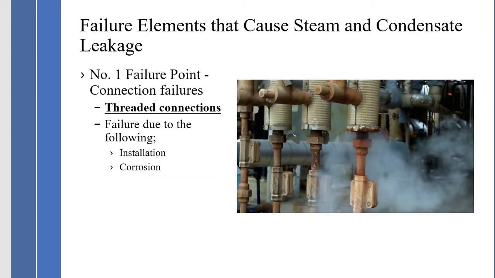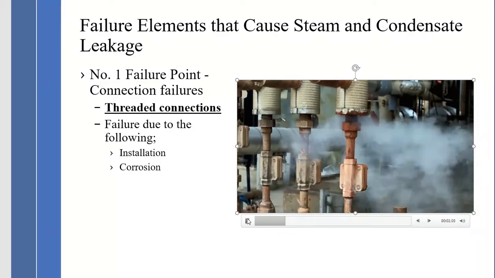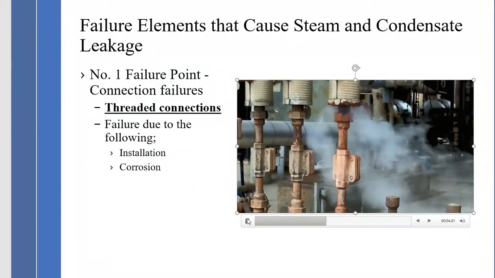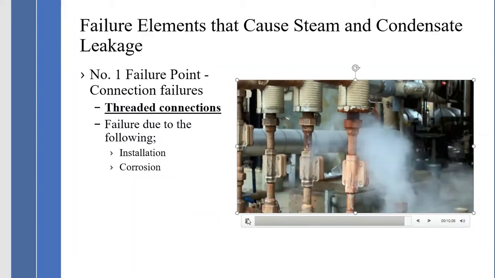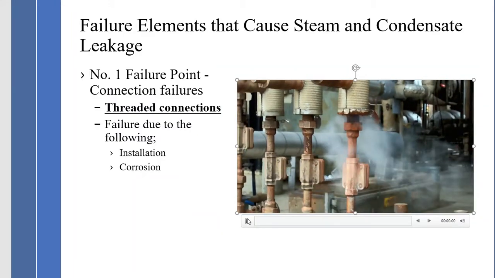The number 1 failure element that causes condensate and steam leakage is connections, specifically threaded connections. Anytime that we do a root cause analysis on leakage, threaded connections will become number 1 every time. The failure can be due to installation, improper thread, or improper materials to seal the thread. Another one is corrosion. Corrosion can be CO2 corrosion, but it also can be oxygen corrosion. But it is the number 1 failure point.